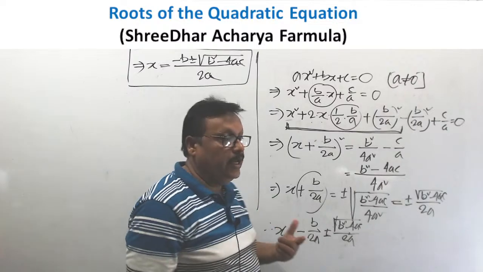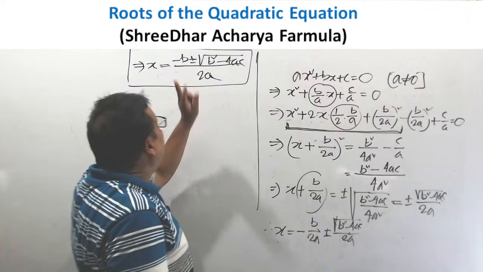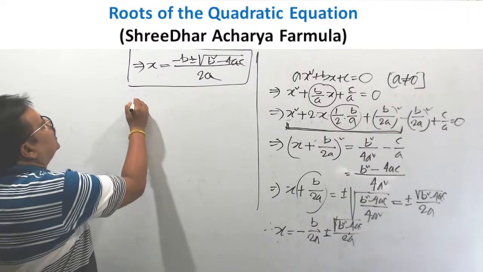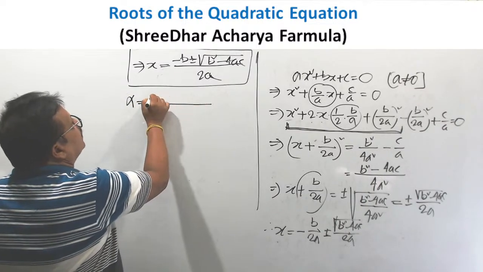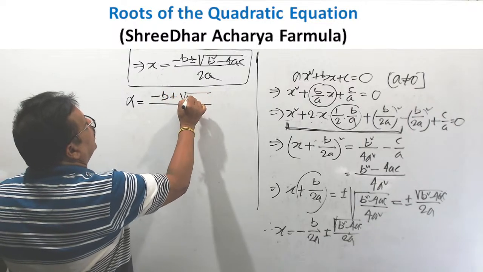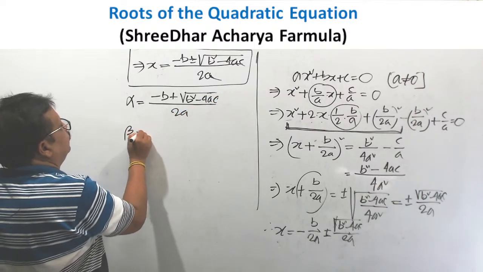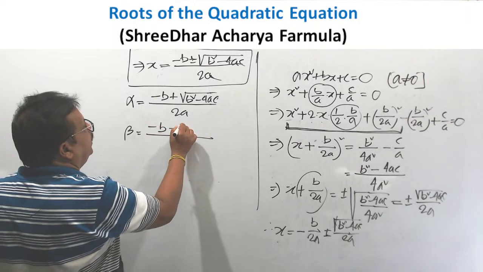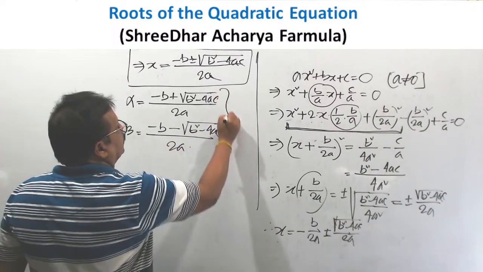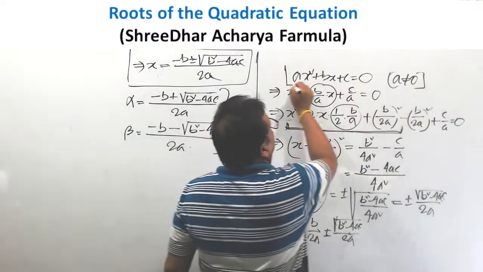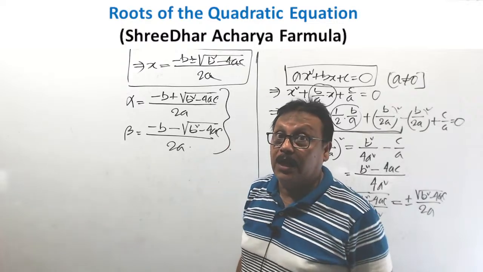So, how many roots? Again, 2 roots. Taking plus, you will get one root, and taking minus, you will get another root. Say one root is alpha. So one root is alpha, that means we are getting minus b plus root over b square minus 4ac by twice a. Another root is say beta, that is minus b minus root over b square minus 4ac by twice a. These are the 2 roots of this quadratic equation, say alpha and beta. Understood? From where alpha and beta came?